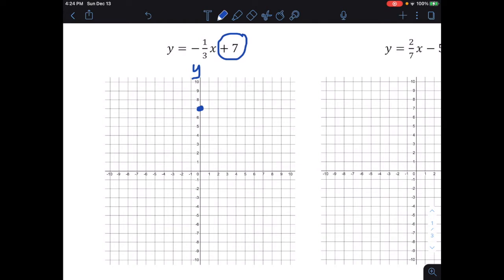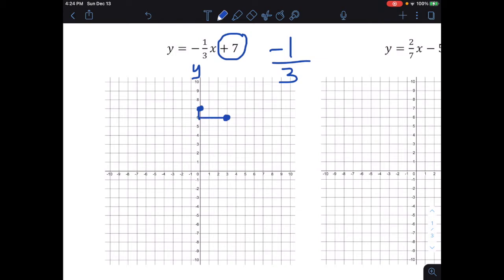And my slope, now this slope is confusing because it has a negative sign in front of it, but it isn't with the 1 or the 3. Well, we always want the negative sign to be with the number in the numerator. So in this case, the 1 is going to be our negative number. So our slope is negative 1 over 3. So that means we're going to go down 1 and then over 3 and make another point.